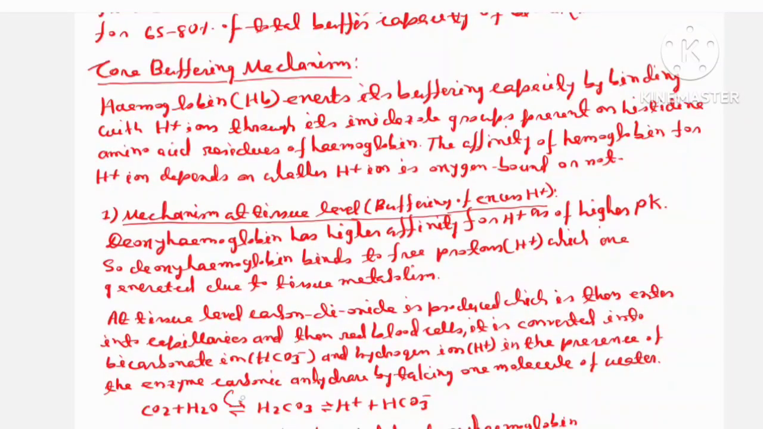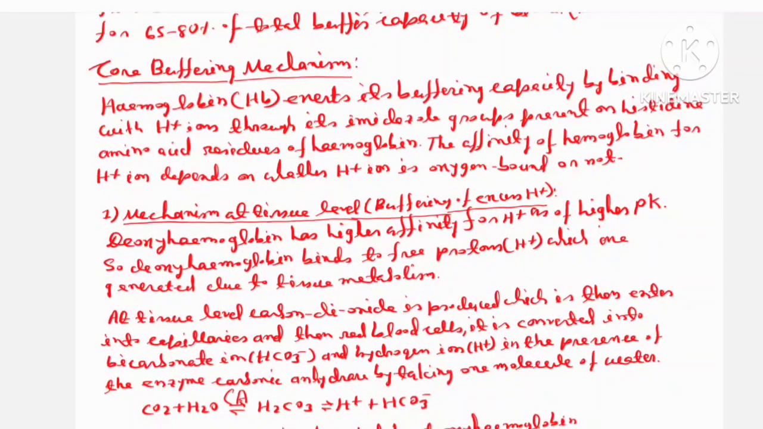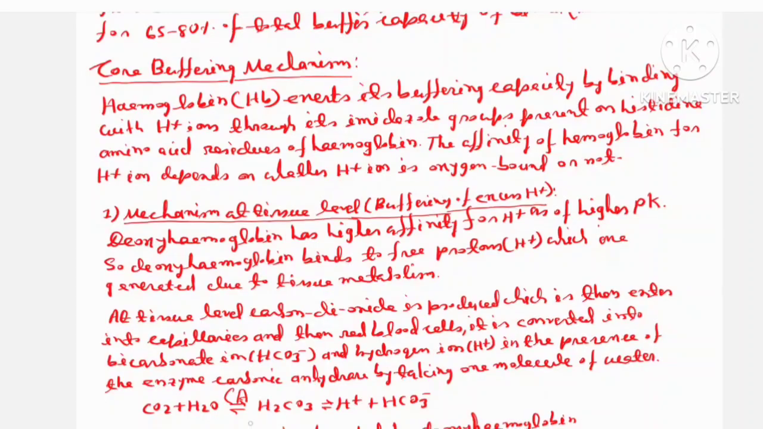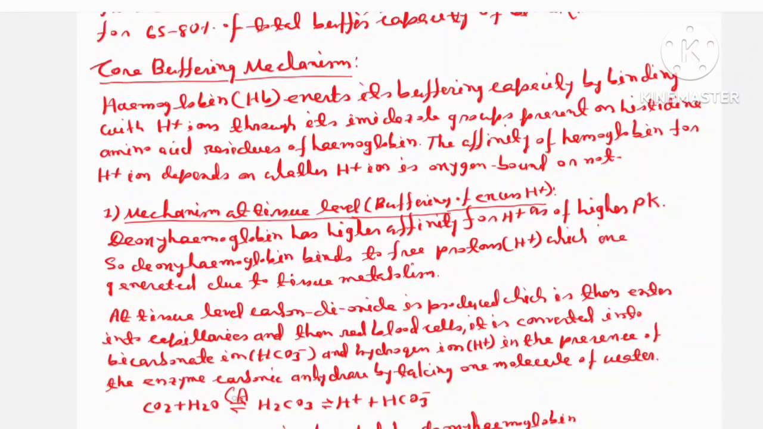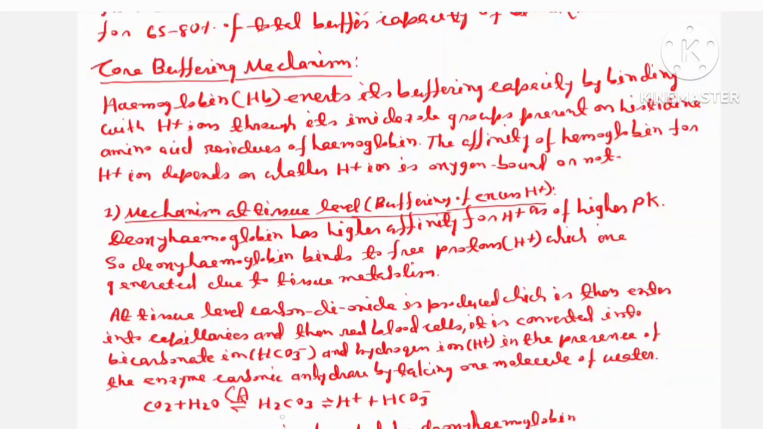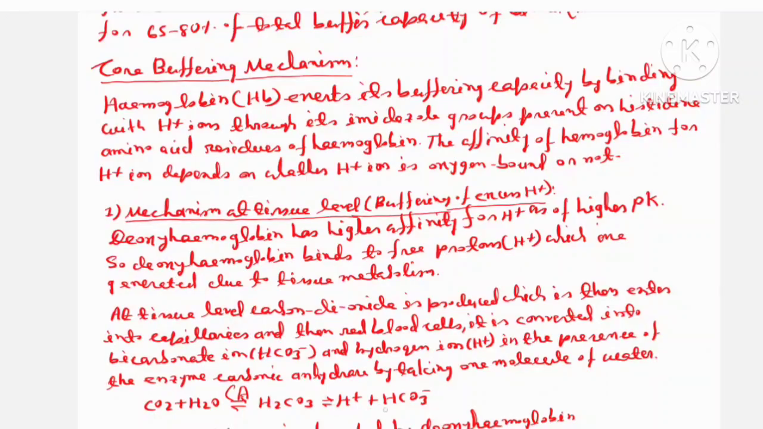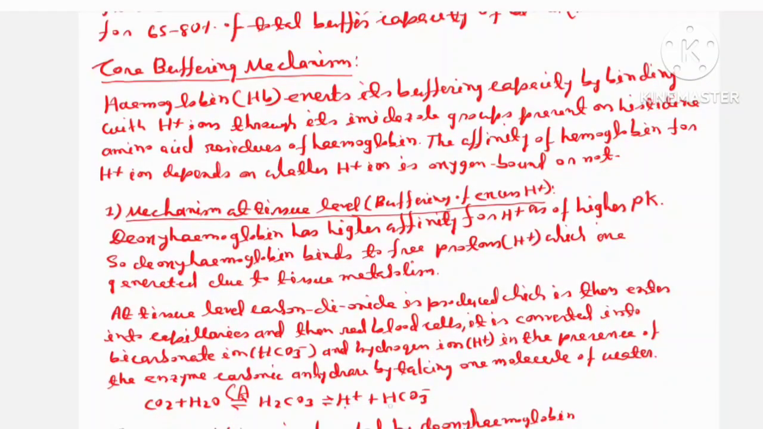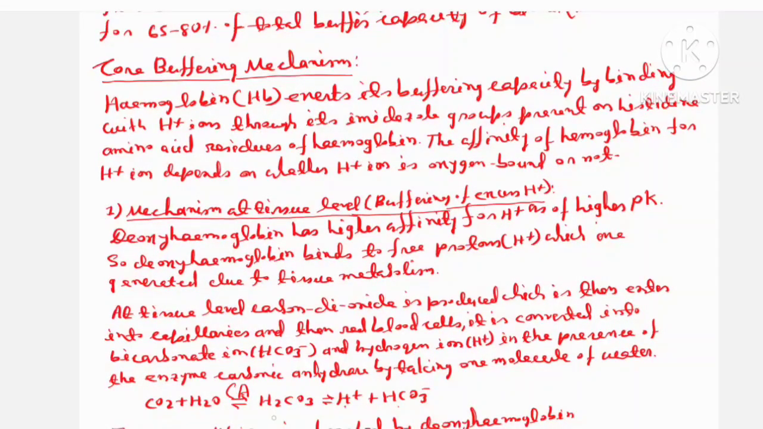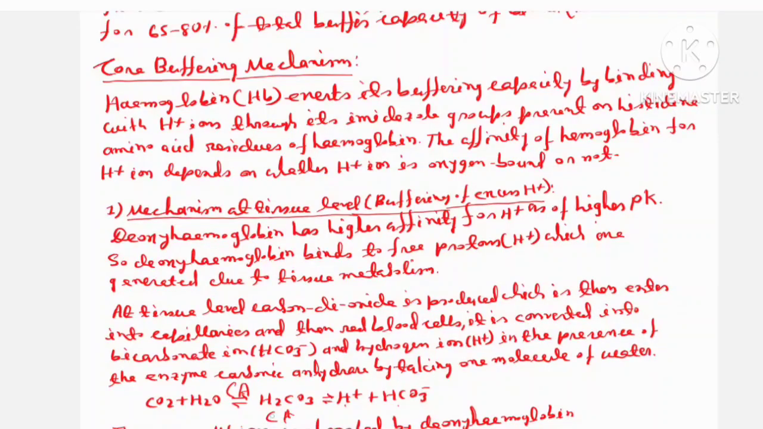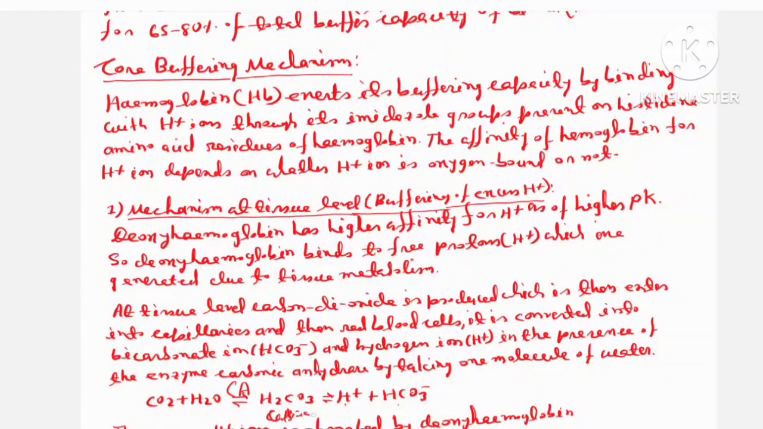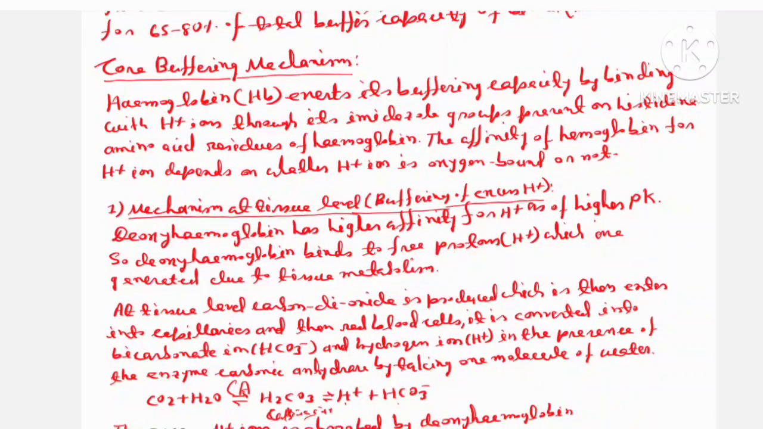Carbonic anhydrase takes one molecule of water: CO2 plus H2O, in the presence of carbonic anhydrase, gives H2CO3, carbonic acid, which dissociates into H plus and HCO3 minus, that is the bicarbonate ion.